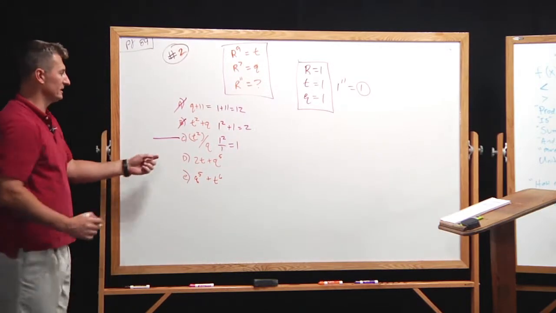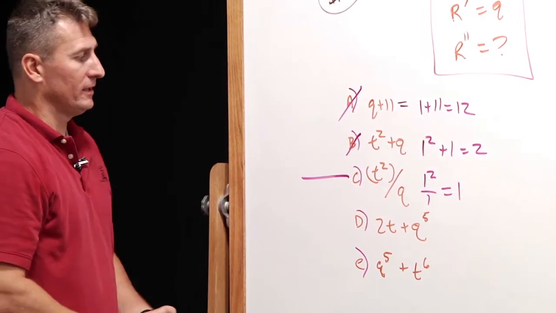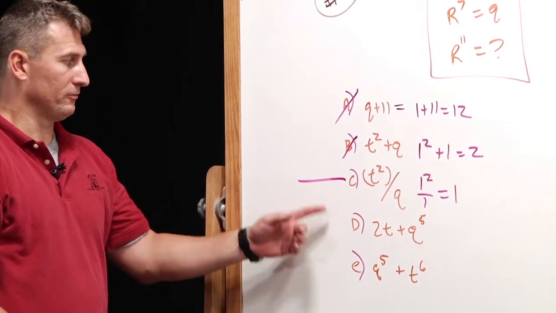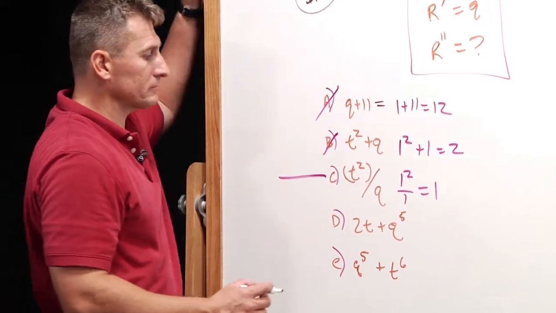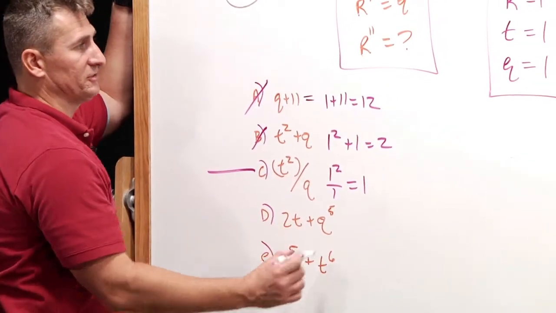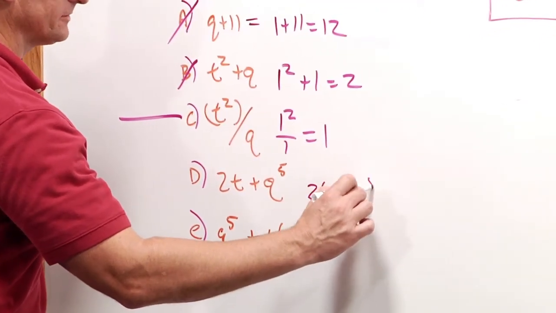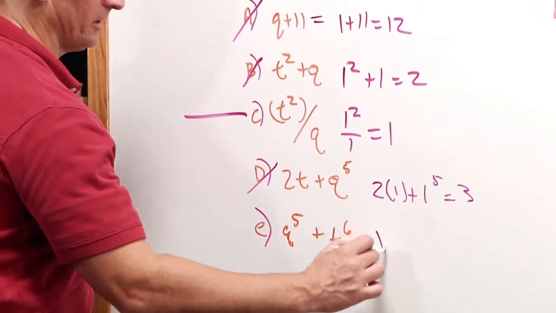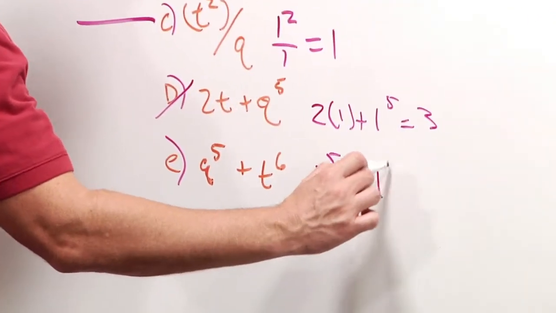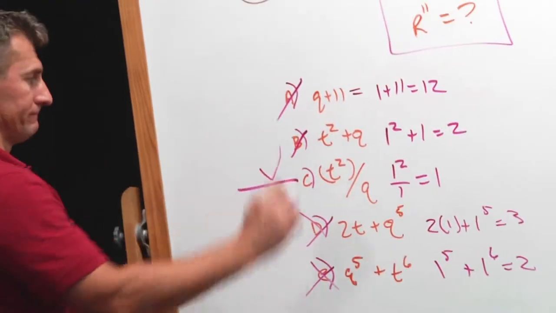The question is, is it the only winner? We have to make sure D and E don't work before we can say for certain that C is the right value. And we'll get to that in the next one. 2t plus q to the 5th is 2 times 1 plus 1 to the 5th. So that equals 3. So that one's done. This is 1 to the 5th plus 1 to the 6th, which is 2. So that one's done. So there you go.